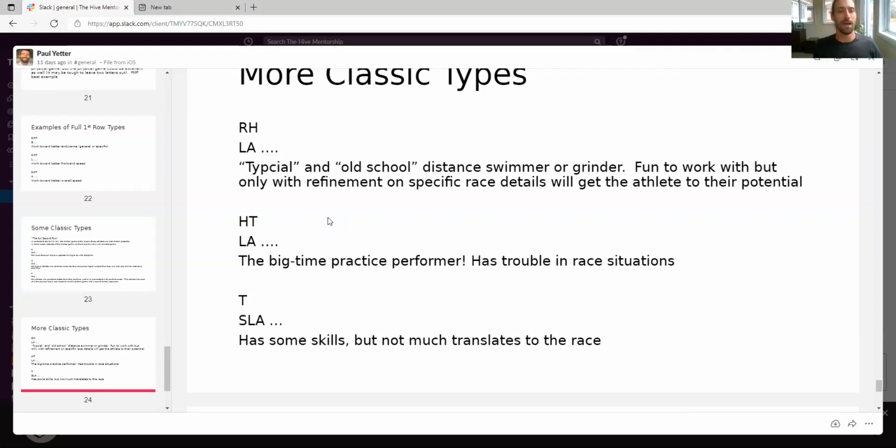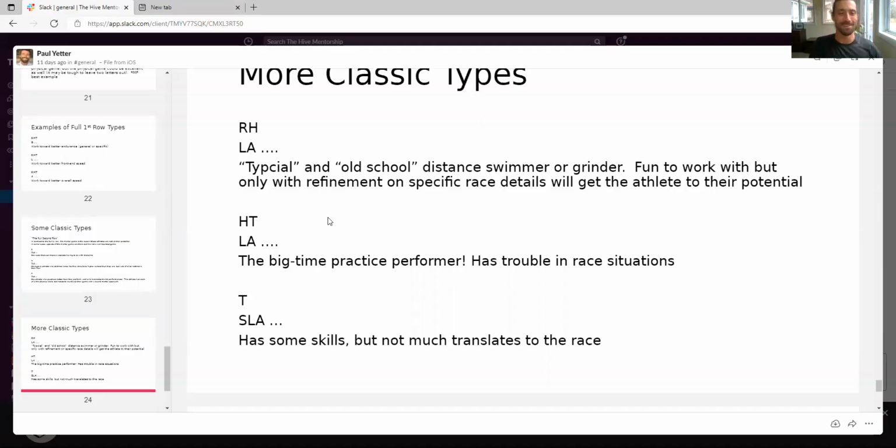So more classic types are people who, okay, so the RHLA, this is your typical old school distance swimmer grinder. They're fun to work with, but sometimes they drive you crazy because their technique might not be as good. Or maybe when you do the 50s or the 100s pace in practice, you can't get them to go any faster than what they would do on a shorter rest set.